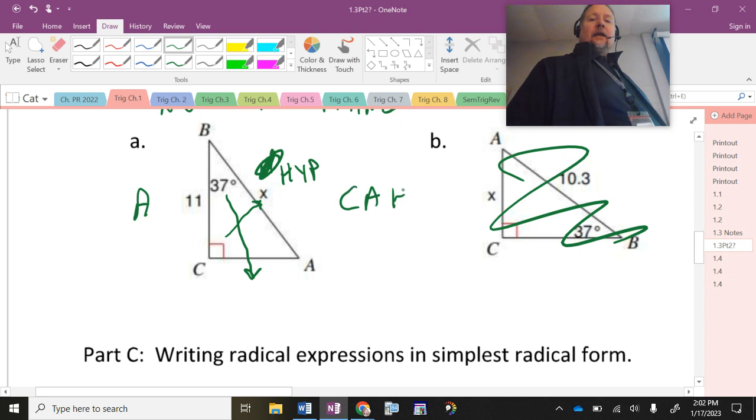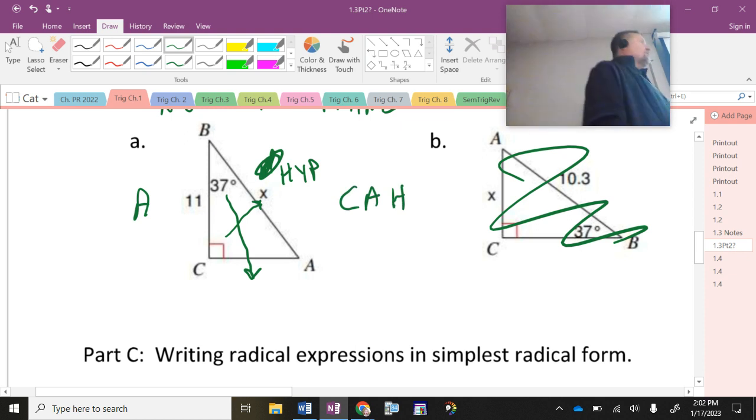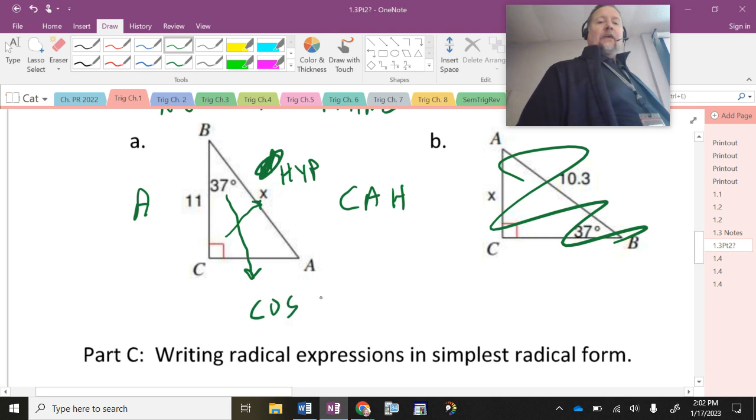Cosine. And don't worry about secant on these questions because you don't have a secant button on your calculator. So you pick the original one, cosine, and you cosine the angle measure, and that equals A over H. This is why I did this.